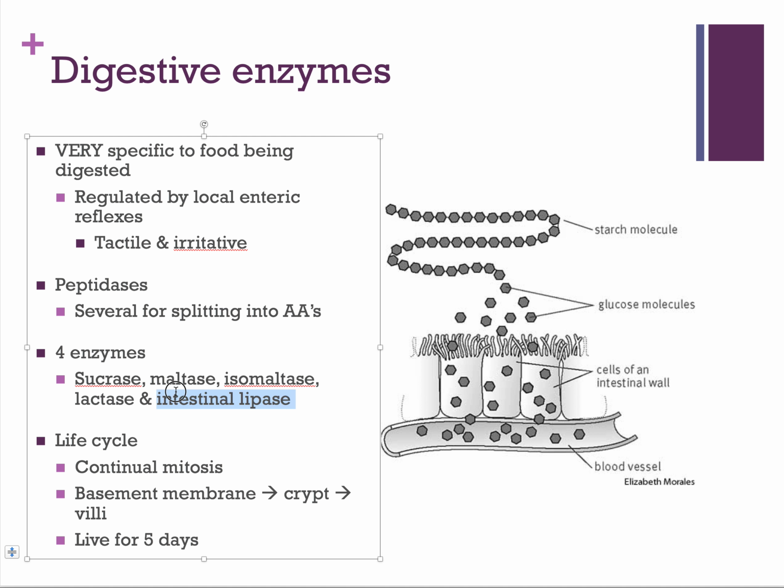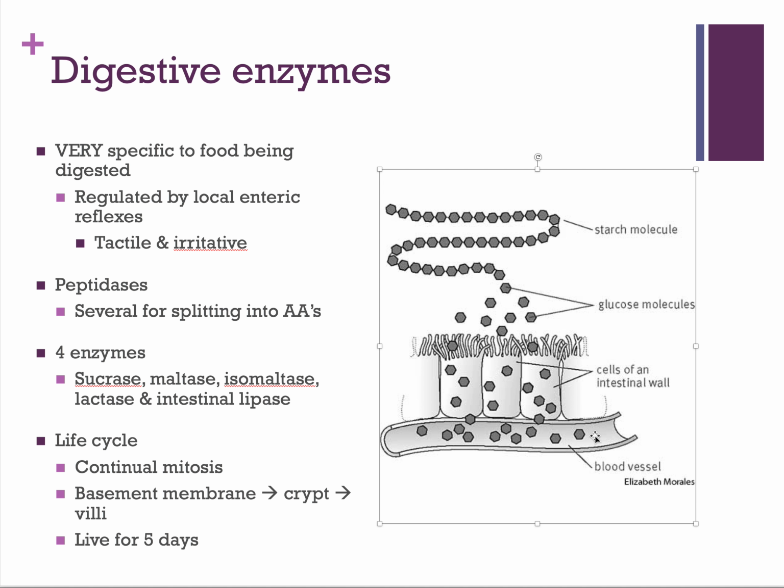The rule with these, if somebody is lacking one of these enzymes, that's what people call an intolerance. So if you are not digesting your foods because you don't have these enzymes, that means that bacteria will digest it. And bacteria make a lot of gas, meaning there'll be more intestinal distension, so a faster gastric transit time. So there's more diarrhea, there's more gassiness, and there's more discomfort. The life cycle of these cells in the area: continual mitosis, basement membrane, crypt to villi, and they live for about 5 days, which is a pretty typical amount of time for epithelial cells and enzymes.